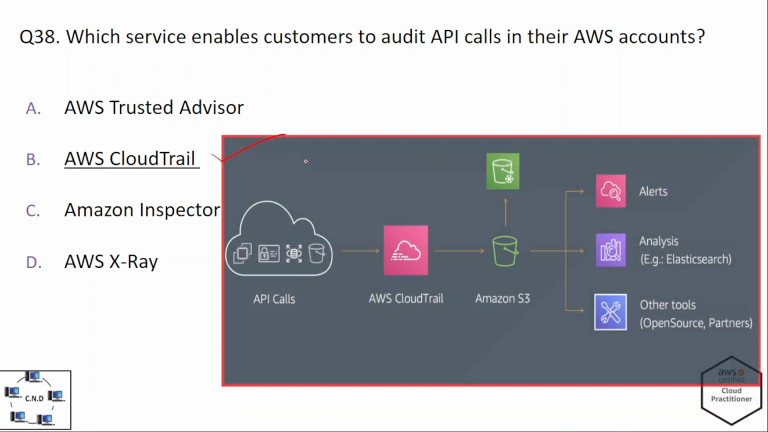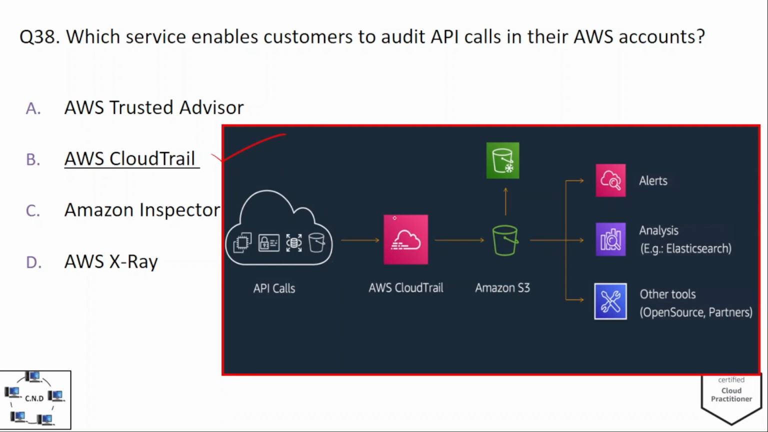AWS CloudTrail. So with AWS CloudTrail, all the API calls go through CloudTrail, and these calls are then logged and stored in Amazon S3. From there you can use these logs to generate alerts or for analysis purposes, or you can also use them in other tools such as open source tools or share these logs with a partner. Let's move forward to the next question.